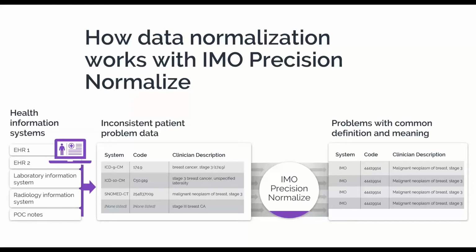And all 4 terms match IMO's 444-199-14, malignant neoplasm of breast, comma, stage 3. But the inconsistent representation of this condition within an IDN or health analytics platform would not only make it difficult to identify patients who have malignant neoplasm of breast stage 3, but would also make it difficult to analyze cost or quality of outcomes associated with this problem. IMO Precision Normalize is able to standardize each piece of data to a common definition and meaning represented by an IMO ID.